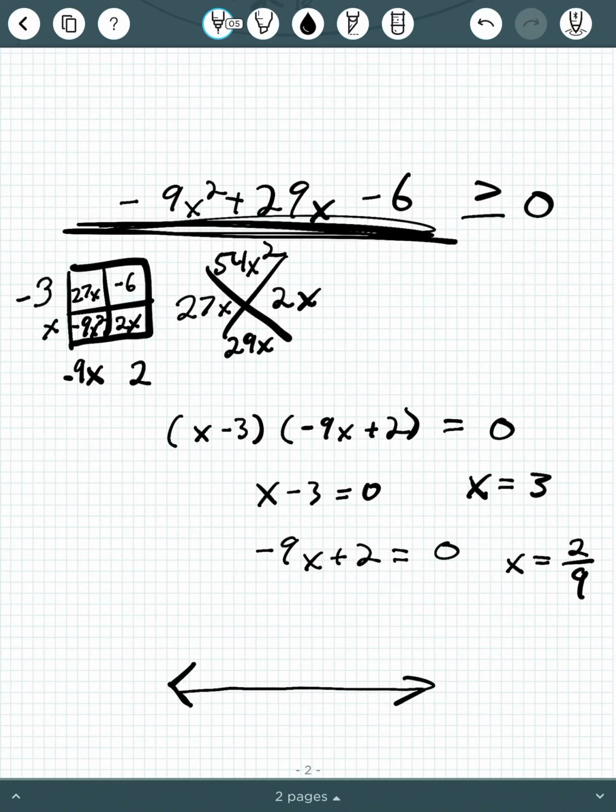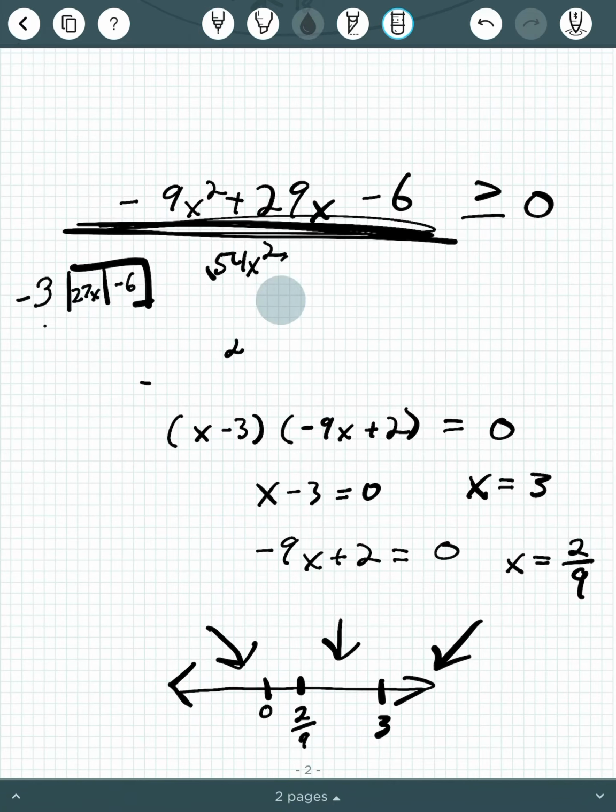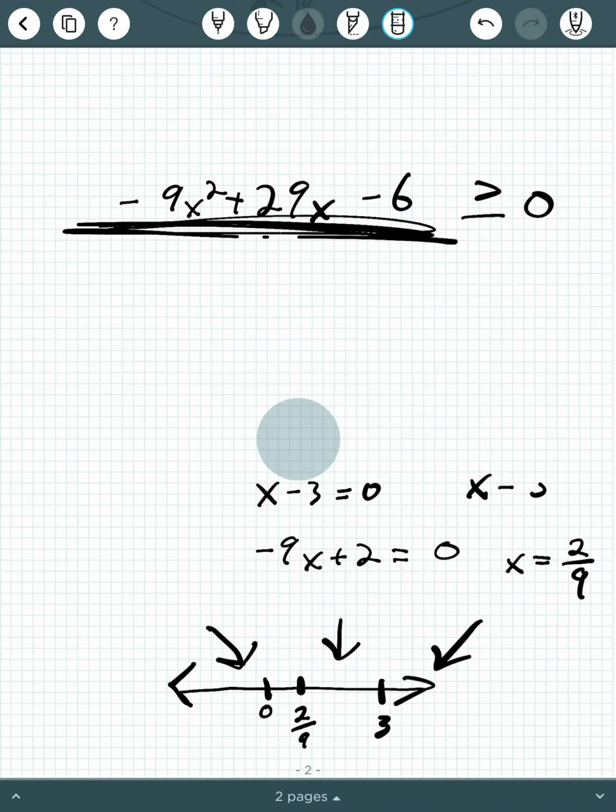Let's put them on a number line so we can easily see those regions we want to test. So if 0 is right here, well, 2/9 is smaller than 3, so let's put 2 over 9 here, and then 3 out here. Same thing as before, we have regions less than 2/9, greater than 2/9 but less than 3, or greater than 3 that could all work. So those will be the areas we test.